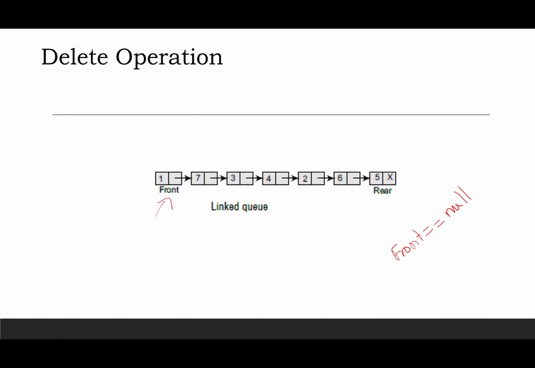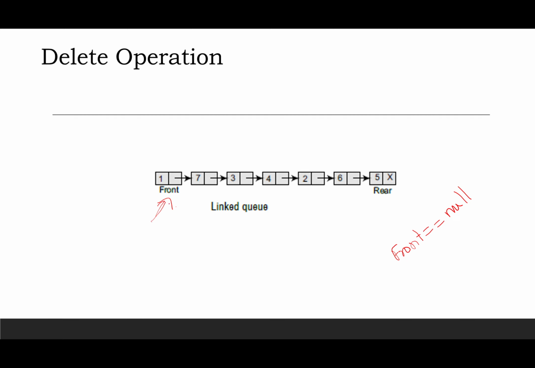Why are we checking this condition? If any node is available, only then can we do the deletion. If the queue is empty, no deletion is required. So before doing the delete operation, we need to check front is equal to null. If this condition is false, then we will do the delete operation at the front position.